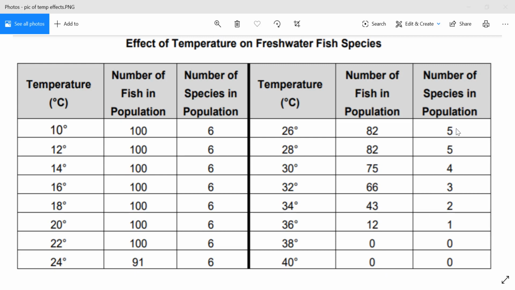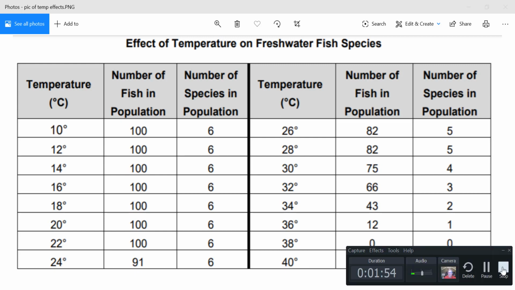And then the number of species in the population. What this means is, of the original 6, especially down here at 34, 4 of those species of fish could not hack it. It was just too hot. There wasn't enough DO in the water, and they require a certain percentage of dissolved oxygen in order to survive. For those fish, it's like holding your breath the whole time. They're basically asphyxiated in the water because there's just not enough O2. All right, so hopefully that makes sense, and we'll move on to the activity.